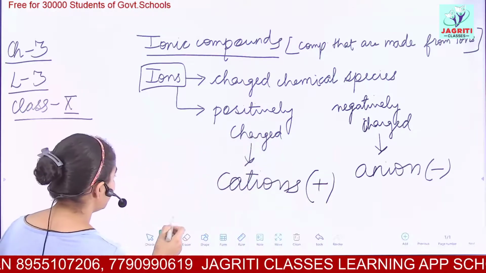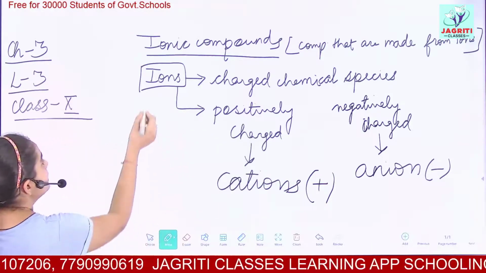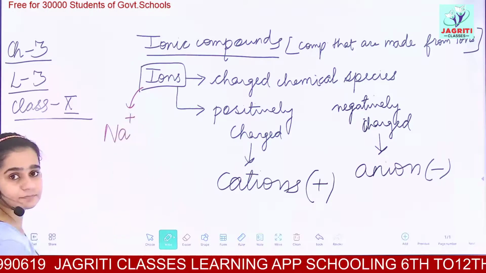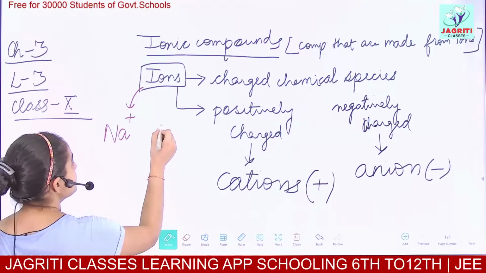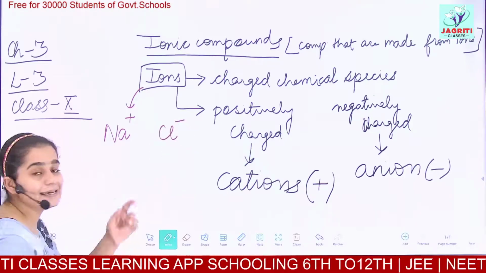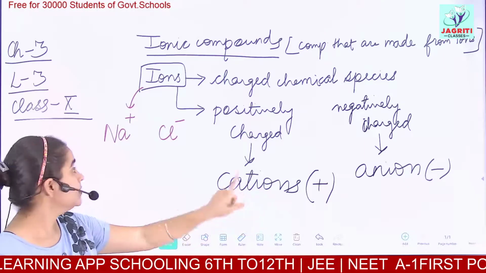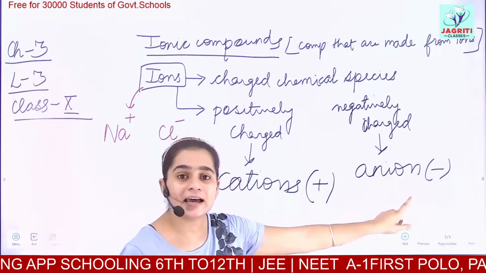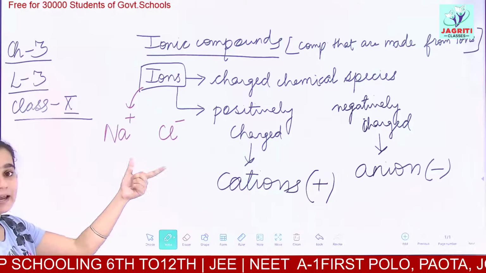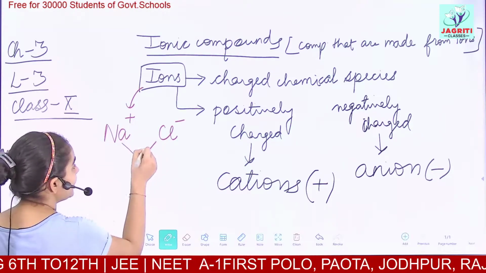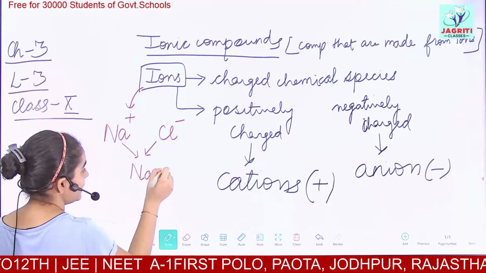So first of all, giving you an example of ions. Let's suppose we have an ion that is Na+. This is sodium Na+, and I have another ion Cl-, chloride ion. Na+ here is our cation and Cl- is our anion. When this cation and anion combine together, they undergo a reaction. So we get a compound NaCl.